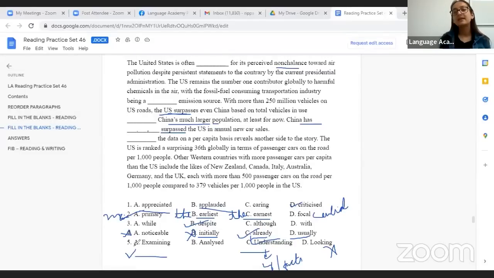Every year, then yes, we can use usually, right? So we can say China usually surpasses US every year, then it's fine to say usually. It means generally this happens. This is a thing which keeps on happening, that is usually. The meaning of despite is even after.